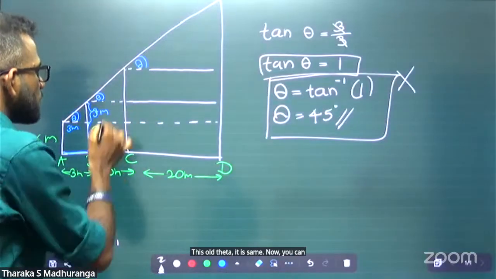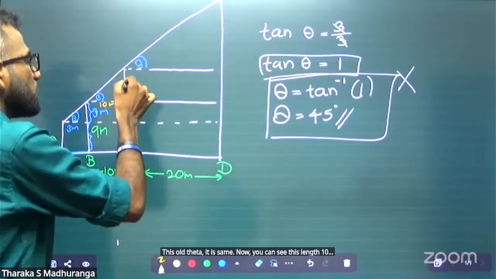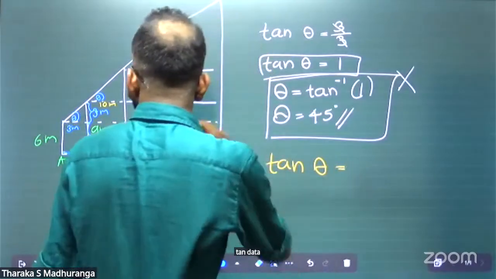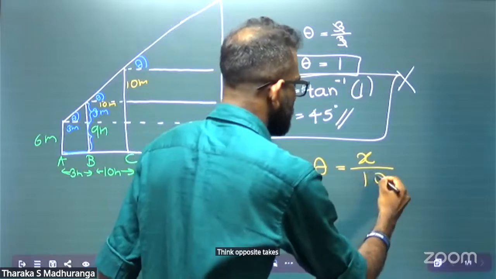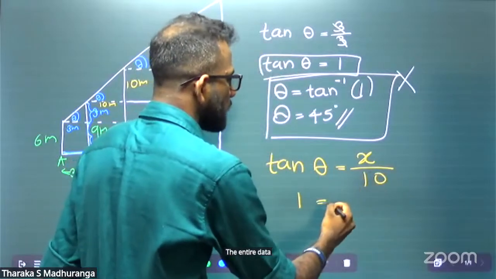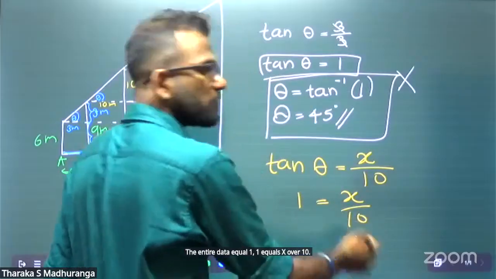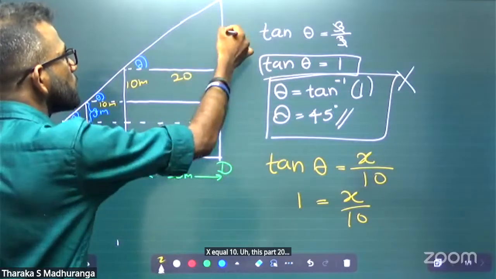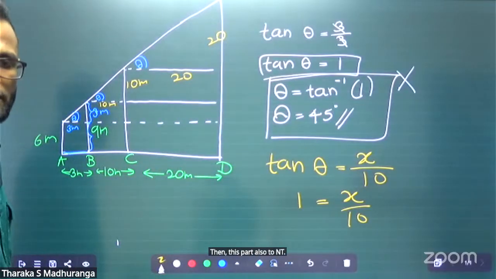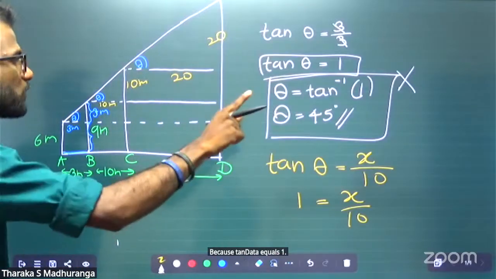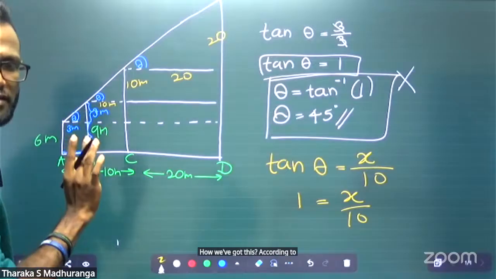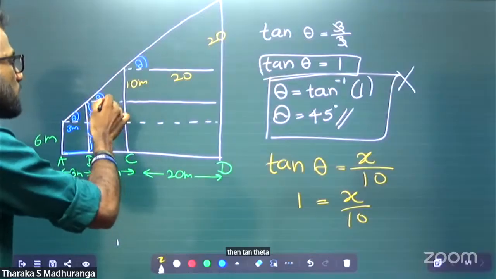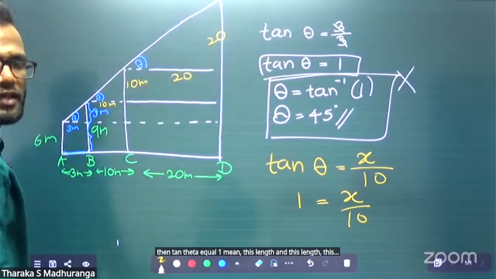Now you can see this length is 10 meter. Now 10 meter means this part is also 10 meter, because tan theta equals opposite, think opposite x, over 10. Then tan theta equals 1 equals x over 10. X equals 10. This part is 20, then this part is also 20, because tan theta equals 1. How did we get this? According to this given data, I found tan theta equals 1. Then tan theta equals 1 means this length and this length are equal.